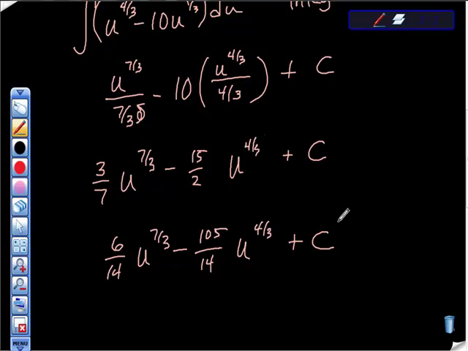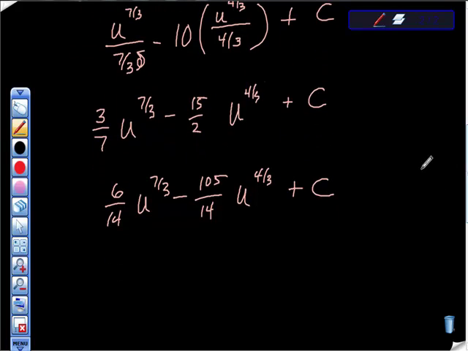Where does that get us to? We can factor out 3/14. I'm just looking at what I can factor out from both pieces. I can't factor out 6 because I can't get 6 out of 105, so if you're wondering why I'm not taking it all out. But we have u to the 7/3 and u to the 4/3.